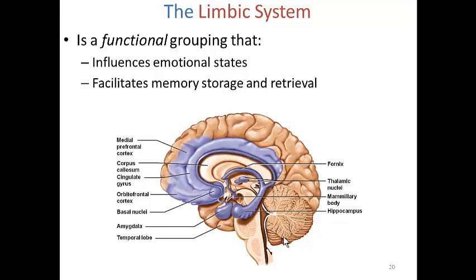Next, I want to talk about the limbic system. The limbic system isn't just one brain part, it's a functional grouping, so it's a lot of different brain parts that work together. And the job of the limbic system is to basically influence our emotional states. You know, your fear center is located in the amygdala of your limbic system. That's just an example. And the limbic system is also involved with memory storage and retrieval.